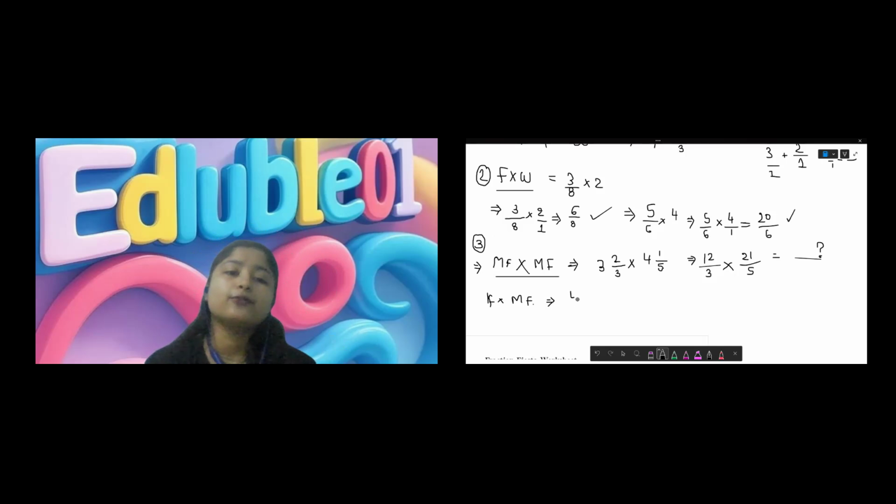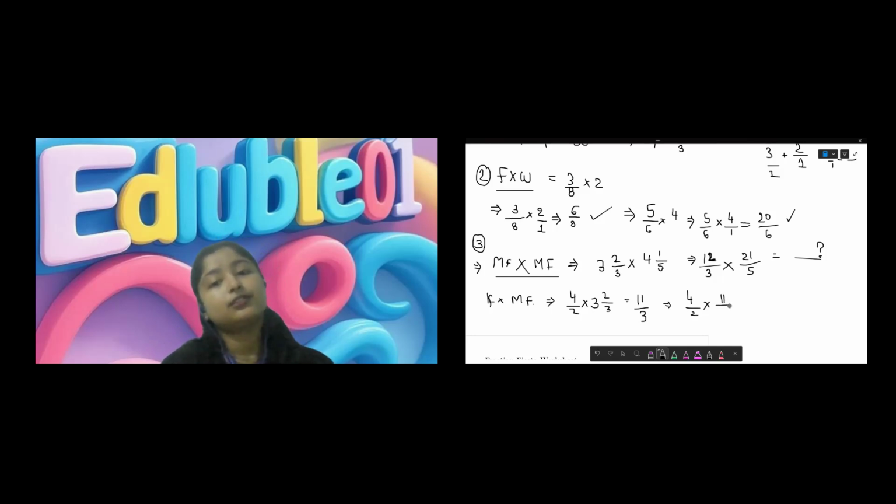For example, if you have 4 over 2 times 3 and 2 over 1, or let's say 3, yeah, 3 times 3 is 9, 9 plus 2 is 11. Sorry, this one is going to be 11. Now, this one is going to be 11 over 3. And you have 4 over 2 already. So you just need to multiply this. 4 over 2 times 11 over 3, right?